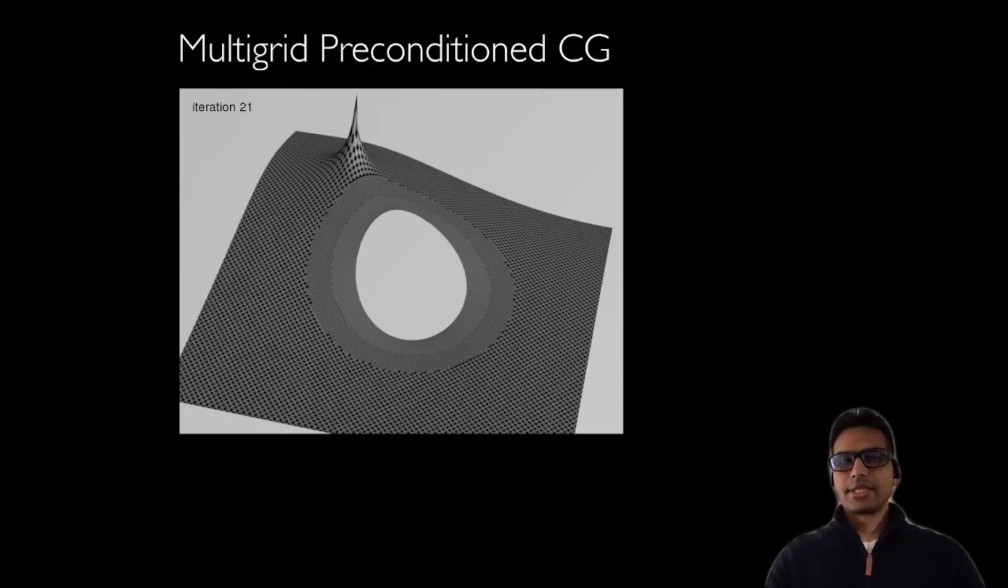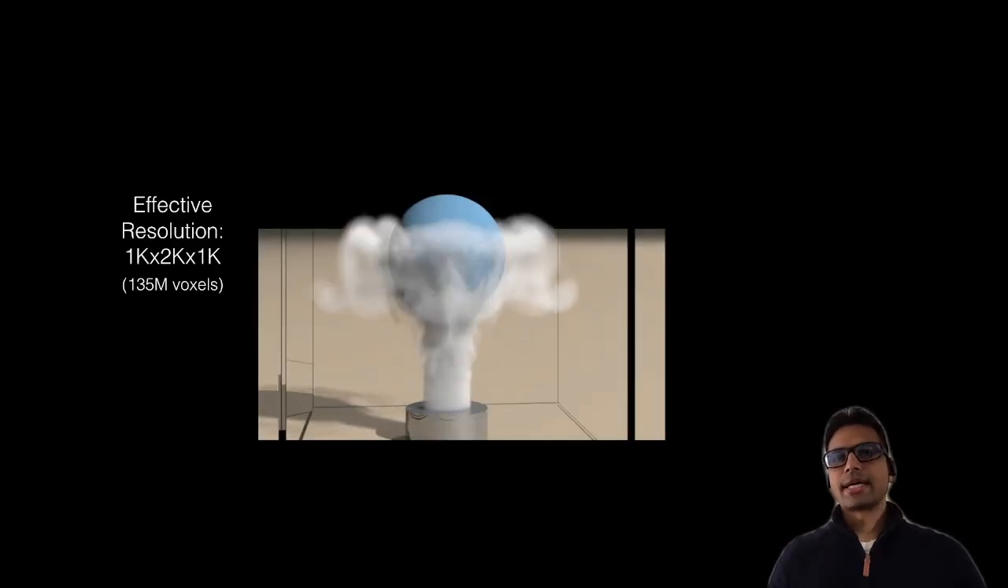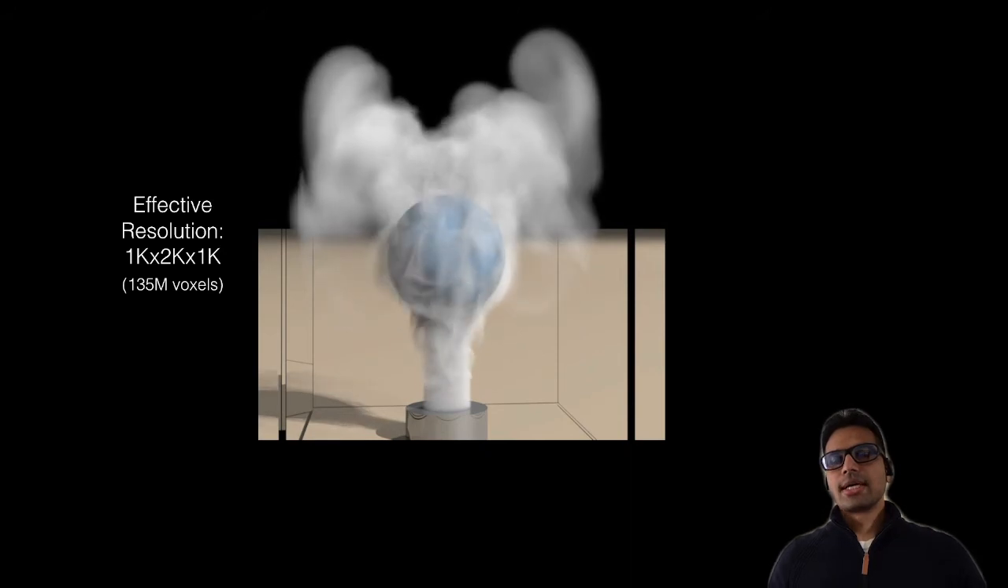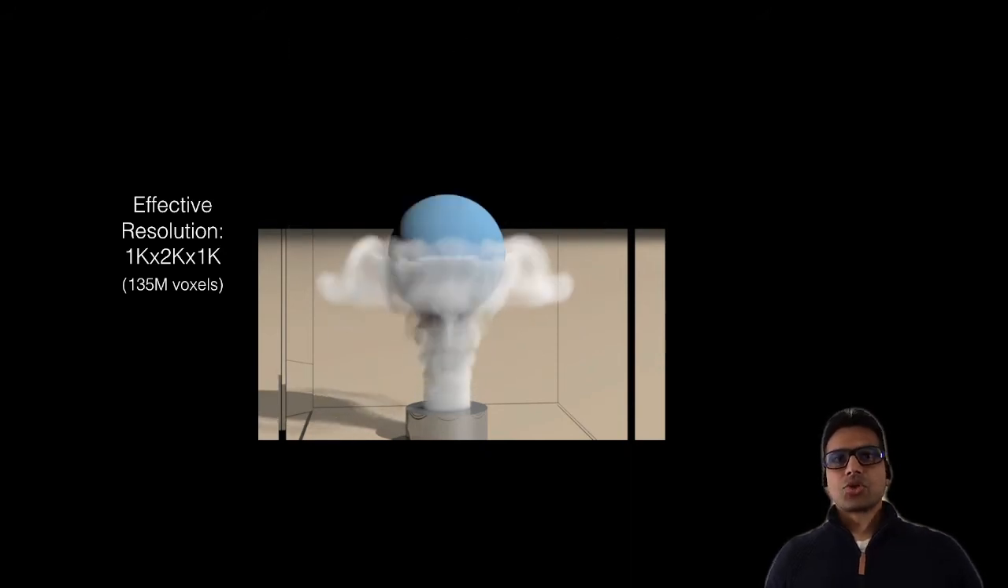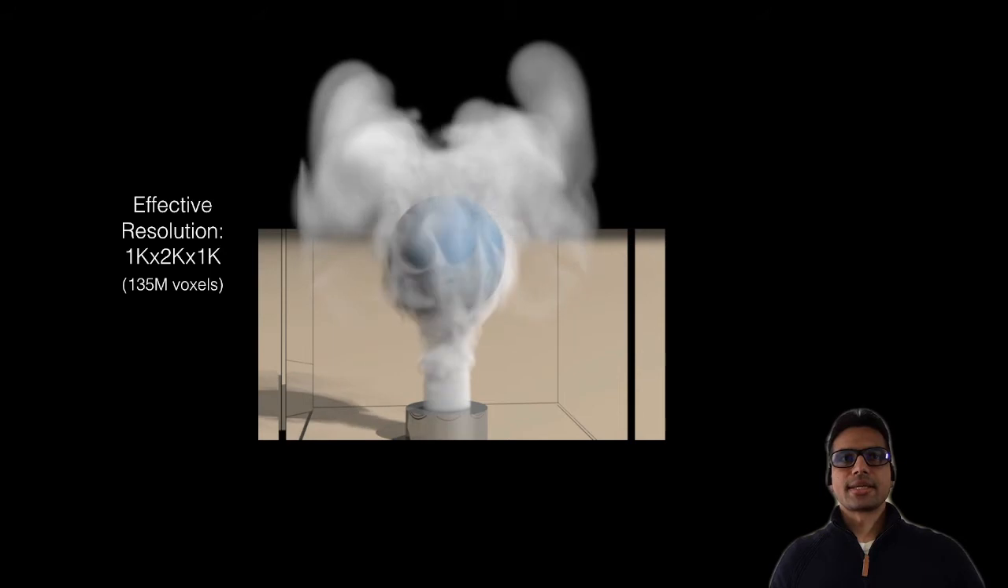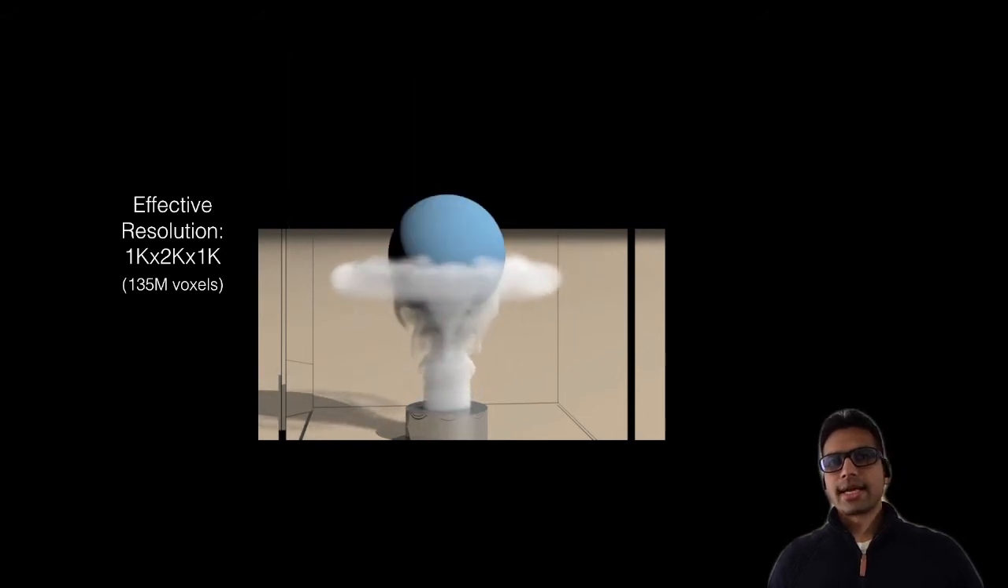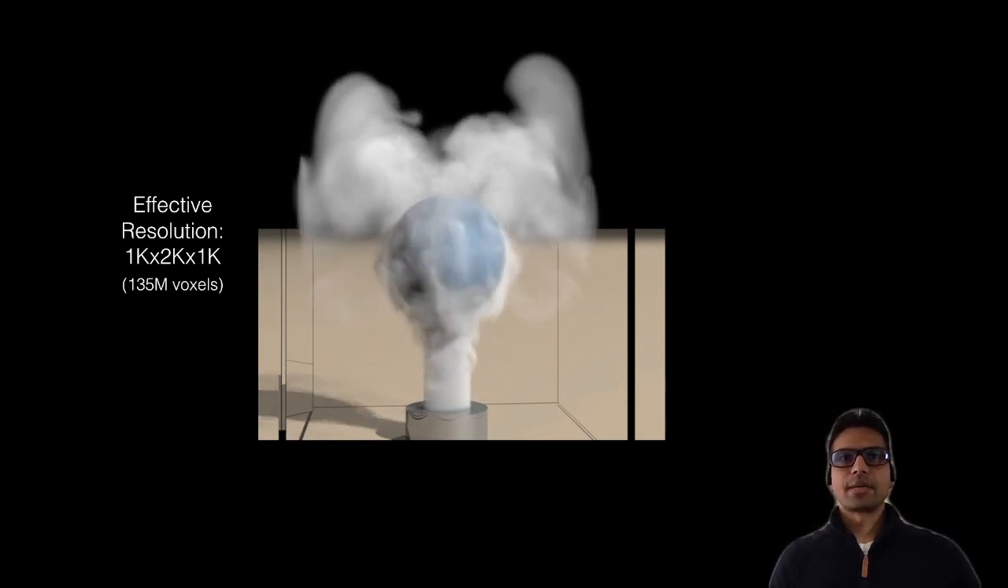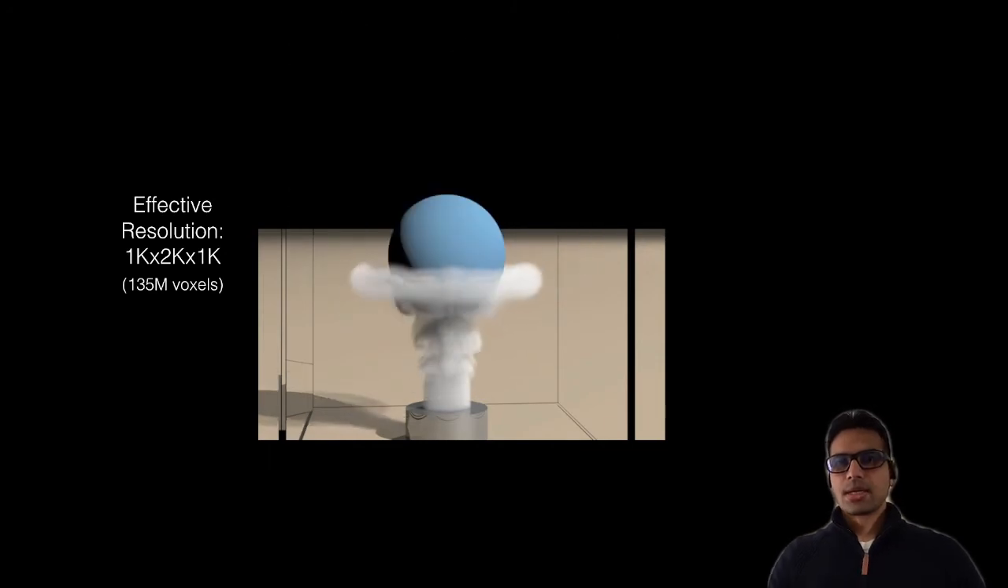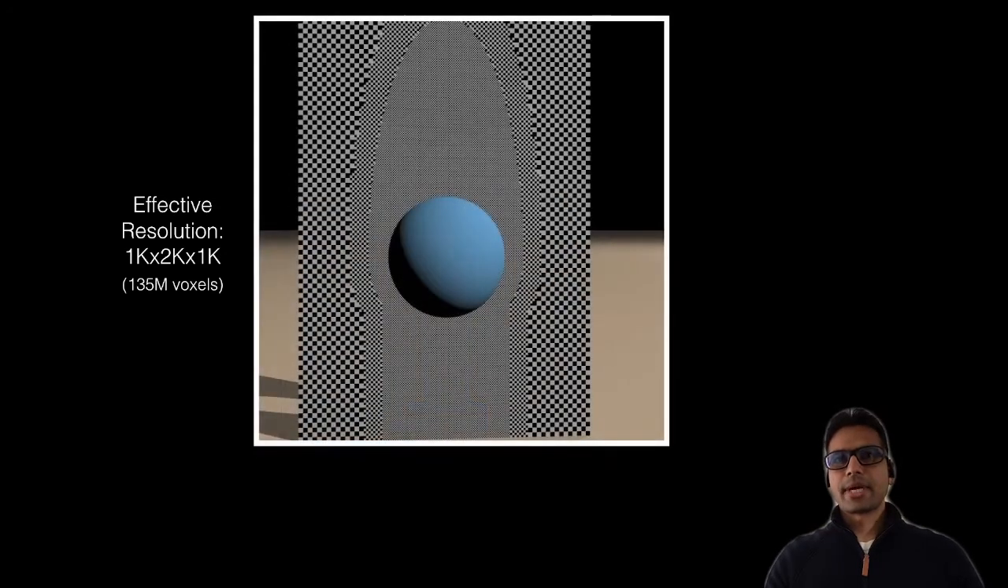And basically, with this pipeline in place, we can simulate extremely high resolutions of smoke flow on a single computer. This particular simulation has 135 million voxels and an effective finest resolution of 1K by 2K by 1K. Here the adaptivity pattern is as follows: we have more resolution near the source and the sphere to capture the nice vertical details, and then we coarsen as we move away from the source and the sphere.